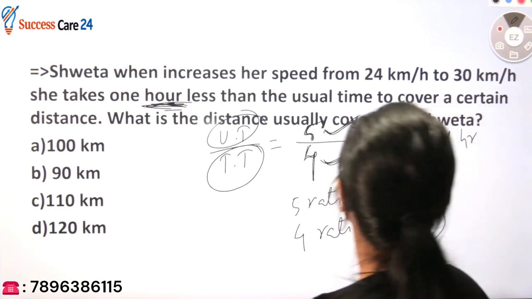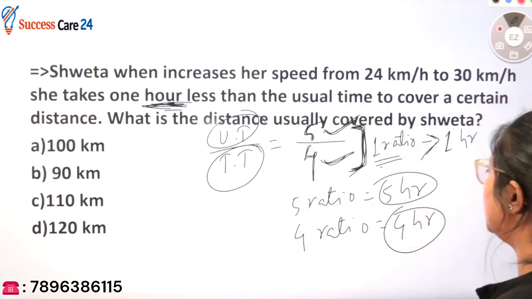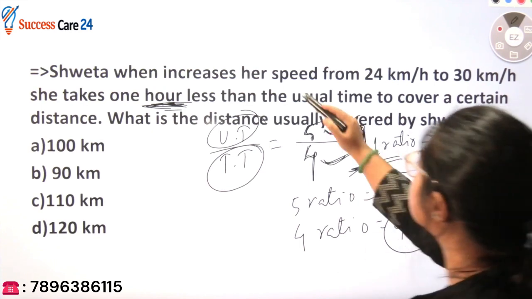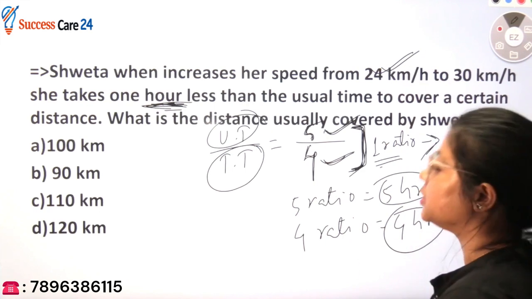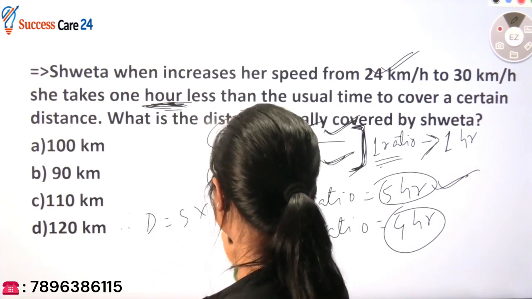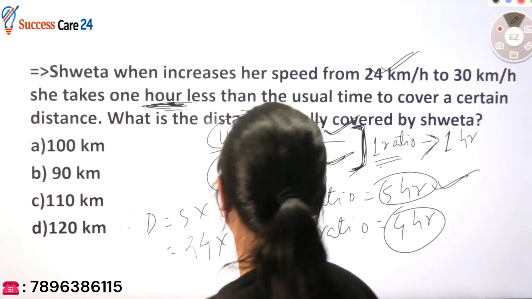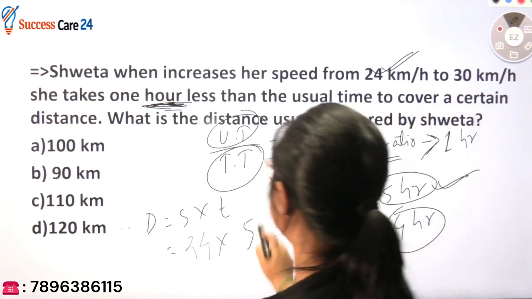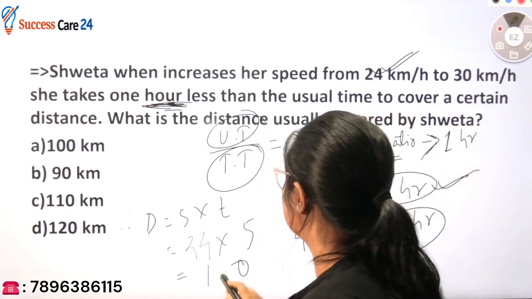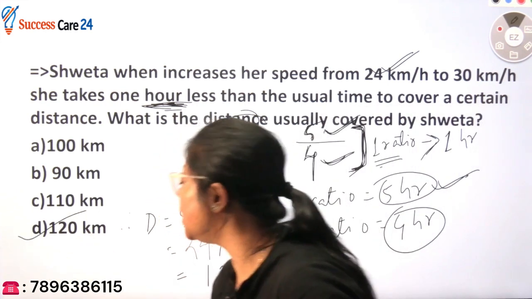So from here, what you are asked to find is the distance usually covered. You are getting the usual time as 5 hours and your usual speed was 24 kilometer per hour. Then distance is what? Speed into time. So your usual speed is 24 and your usual time is 5 hours. So from here you will get the distance as 120 kilometer. So we have option number D.